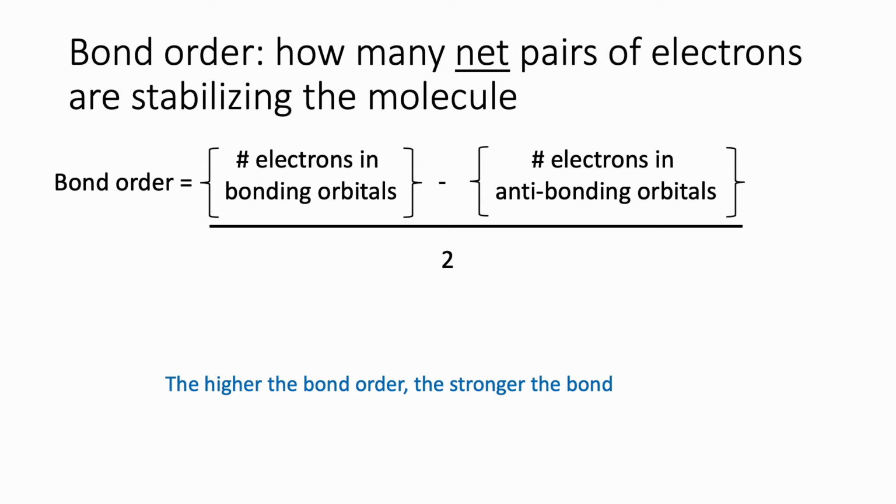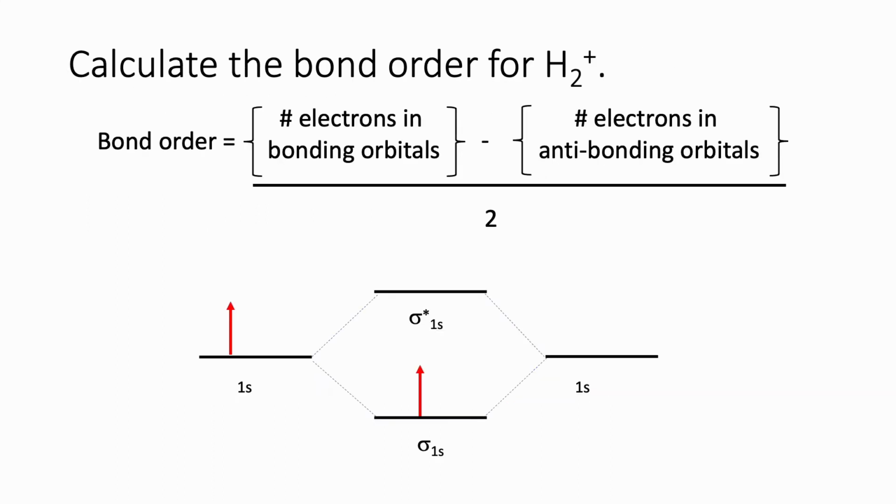So let's go ahead and take this equation and apply it to the molecular orbital diagrams we've already done. So again, our bond order is going to be the number of electrons in bonding orbitals, and we have 1, minus the number of electrons in anti-bonding orbitals. Well, our anti-bonding orbital is empty, so that's 0, divided by 2, and so that's going to give us half. Half a bond. We have half a bond. So obviously that's not a very stable molecule because we don't even have a complete whole bond.